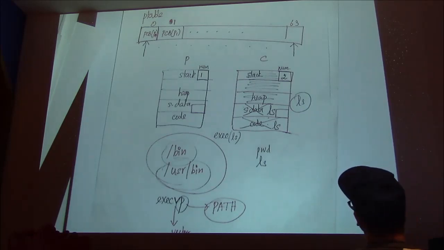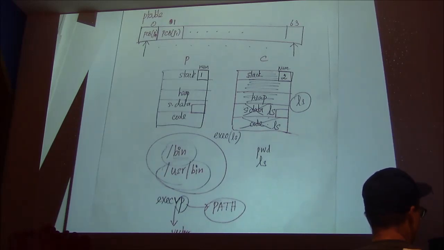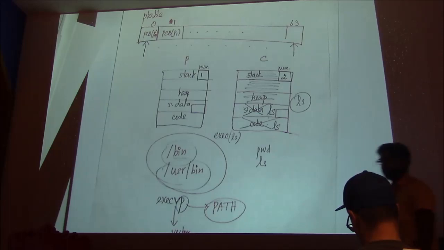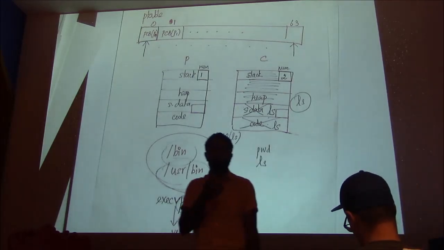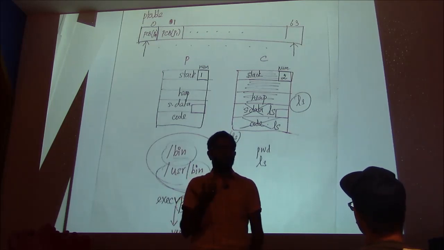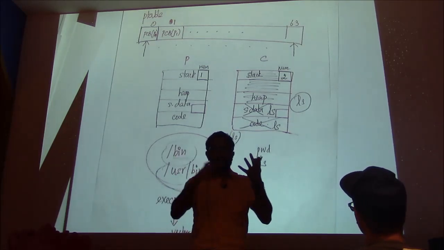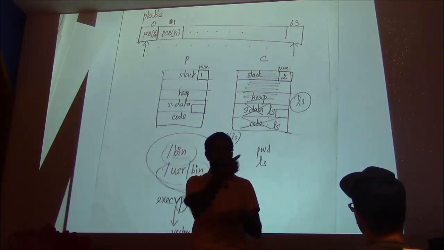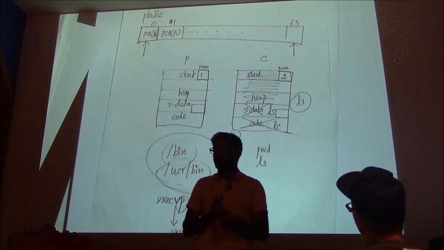So exec isn't responsible for reserving any PID or process ID? No, exec is not responsible for reserving any process IDs. The process ID reservation happens when? Fork. Whenever we do fork. Immediately when you do fork, even though the two processes are similar, there are some differences. One of the major differences is the PID. It has a different PID altogether.